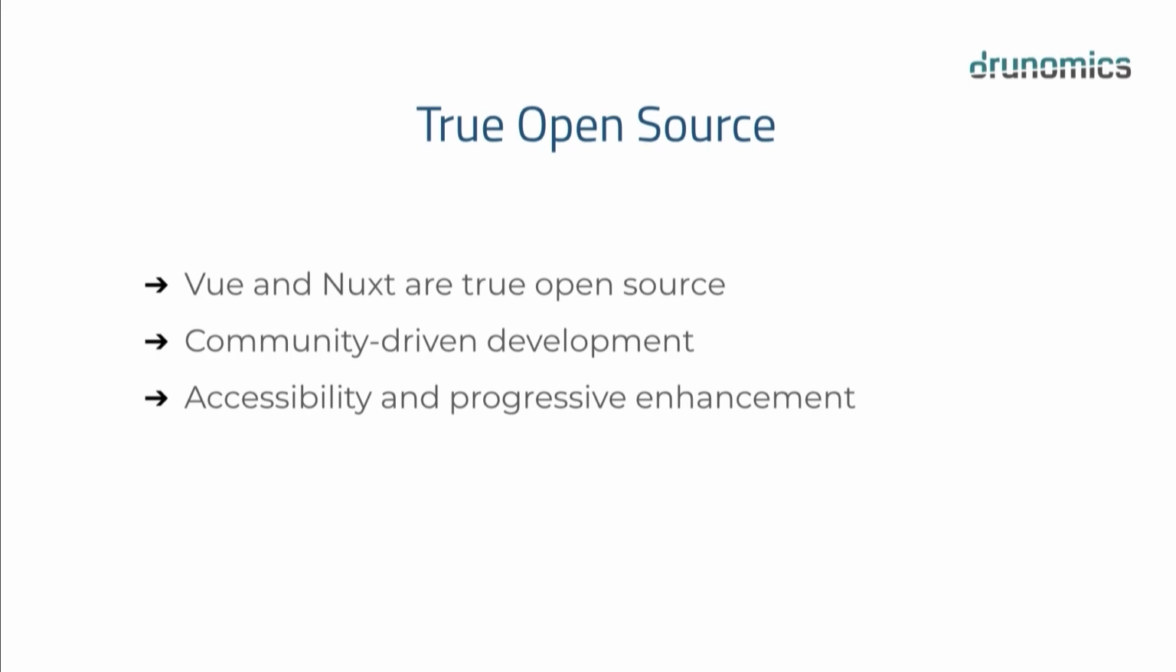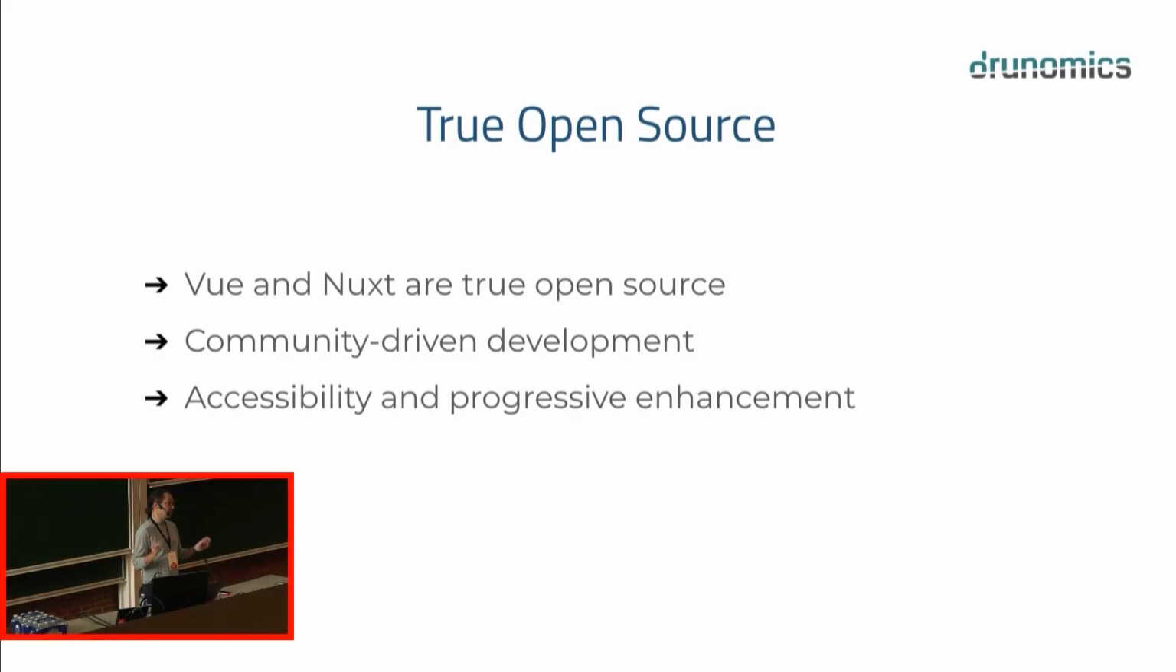Yeah, finally, Vue and Nuxt are also true open source projects like Drupal. It's really community-driven development. It's not like there's one big commercial entity owning the project. They are both independent. And they also value accessibility and progressive enhancement. So I think they are actually quite a good fit for Drupal, and I like the combination.